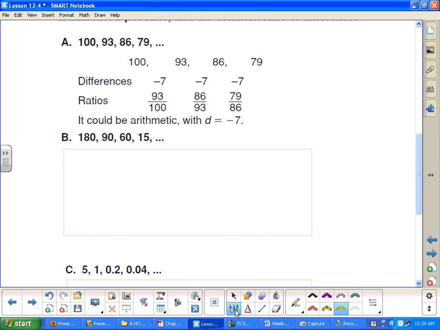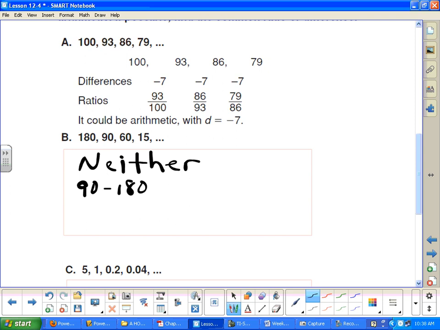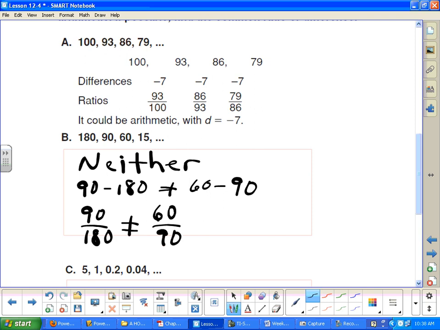So I would say that this one is neither. 90 minus 180 is not equal to 60 minus 90, for our first difference. And 90 over 180 is not equal to 60 over 90. A little subtraction, a little dividing.